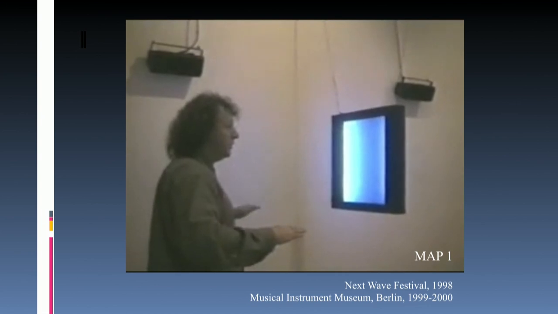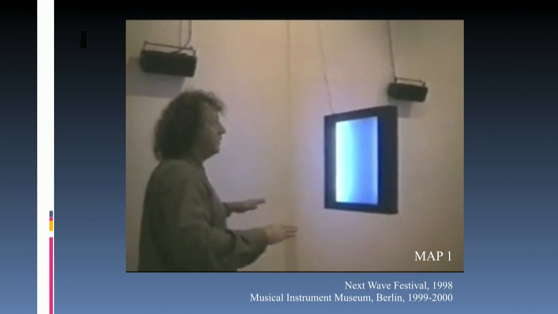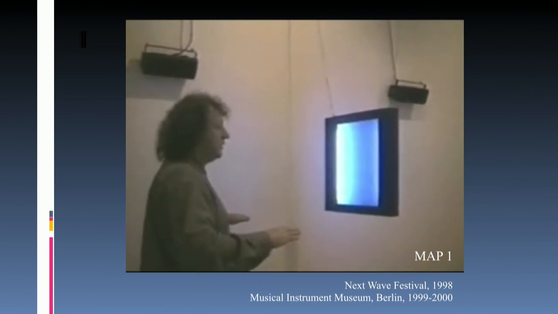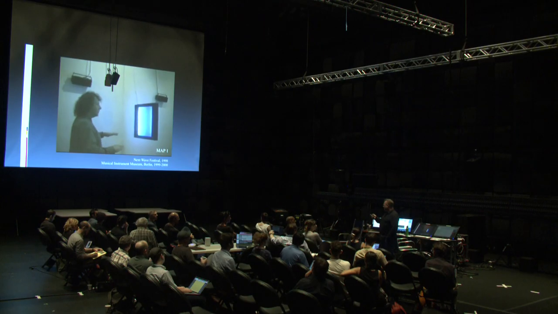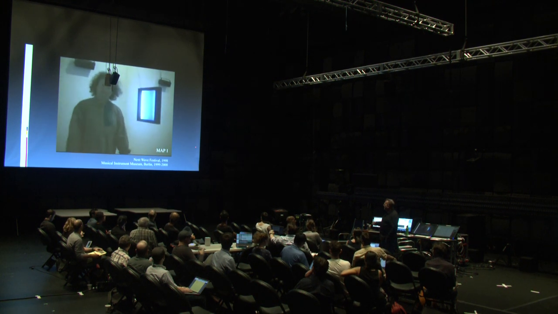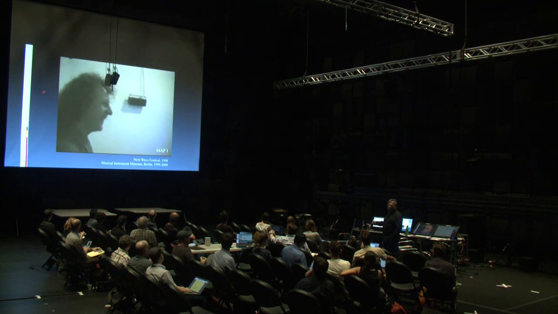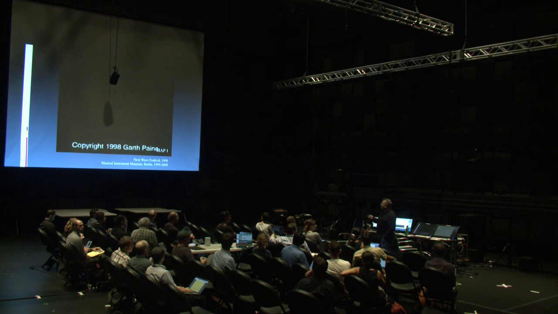Okay, so what you're seeing here is a piece that I made in 1998 for the Next Wave Festival in Australia called Map One. And this piece is essentially a granular synthesis engine, and it's being driven by a single camera up here in the roof tracking my movement here. And there are essentially sliders on the floor and some other analysis going on that allows the sound that's made in the space to become a kind of fluid, creative material that's being driven by the people in the space.